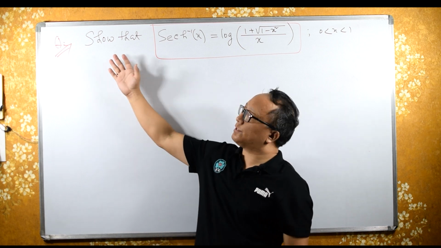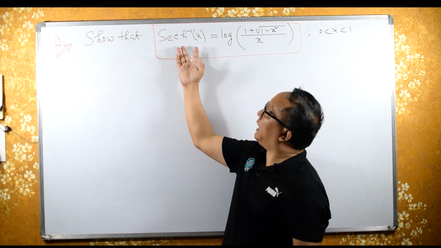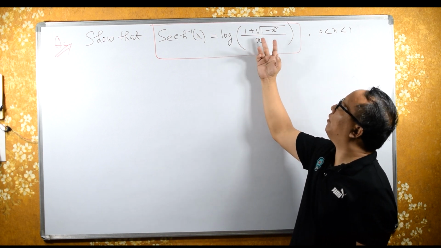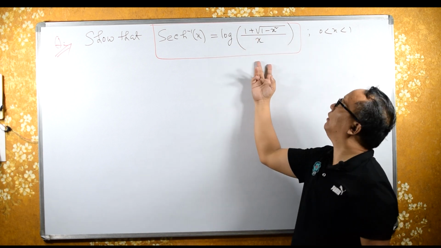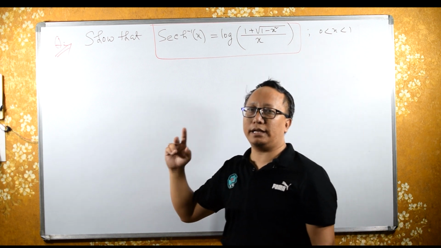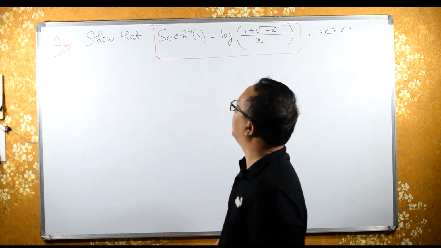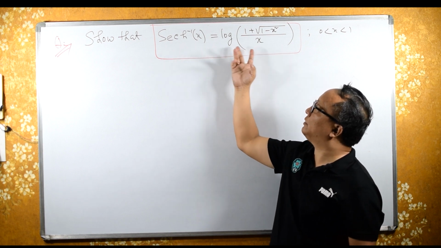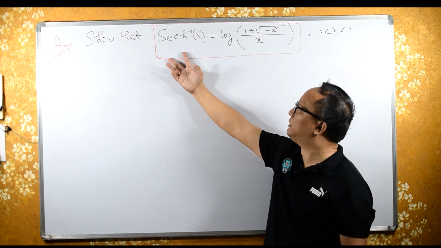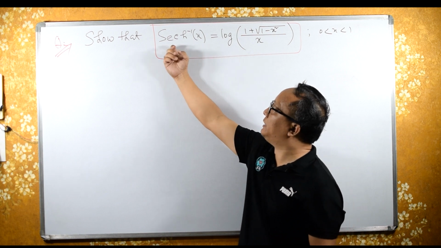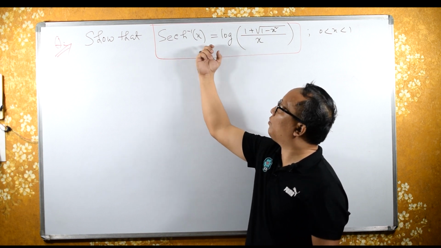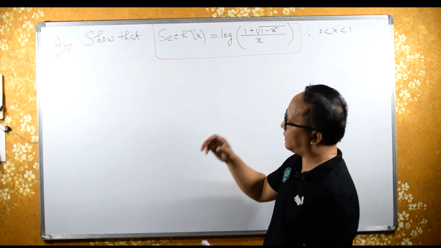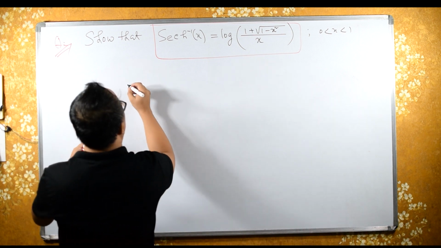Now the question is, show that sech inverse x equals log of (1 plus square root of 1 minus x square) upon x, where the domain of x lies between 0 and 1. In order to prove this, let's start from the left hand side. Let's consider this equal to some y, and let's solve from the left hand side and try to prove the right hand side.